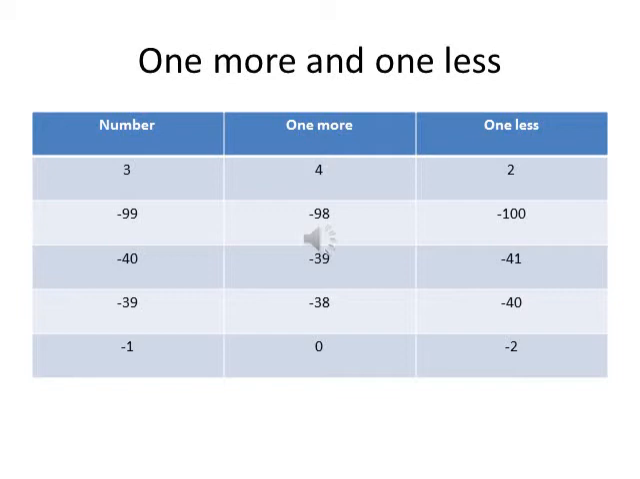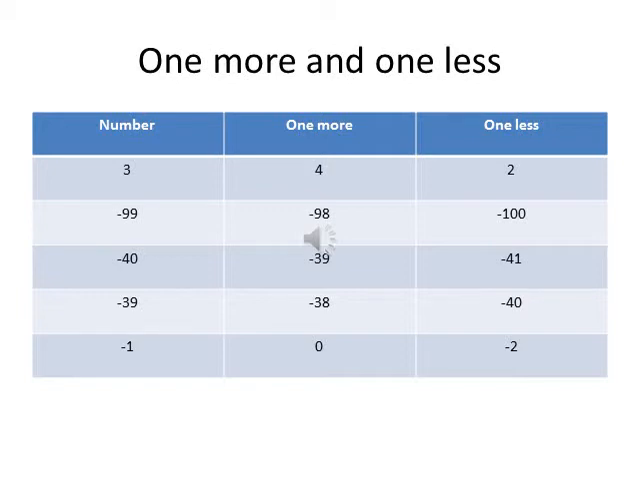And for another number, negative 39, it's the same idea. The negative numbers all work the same way. Negative 39, one more, it's negative 38. And one less, negative 40. And for example, number negative 1, this is the last example. One more, it's 0, because 0 is more than negative 1. And one less is negative 2. So negative 2 is one less than negative 1.